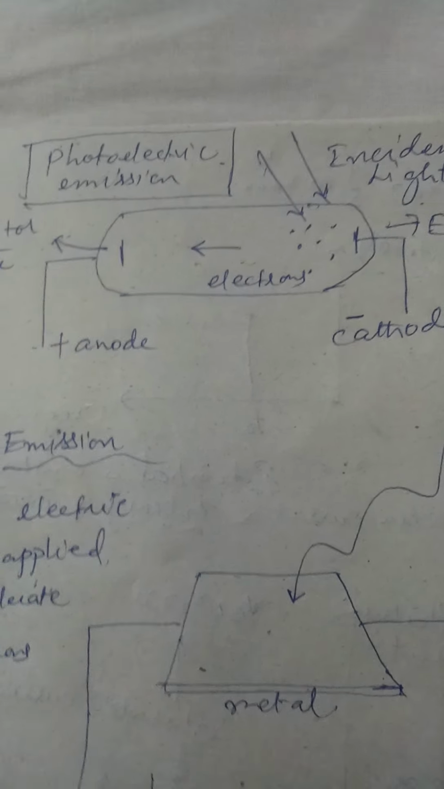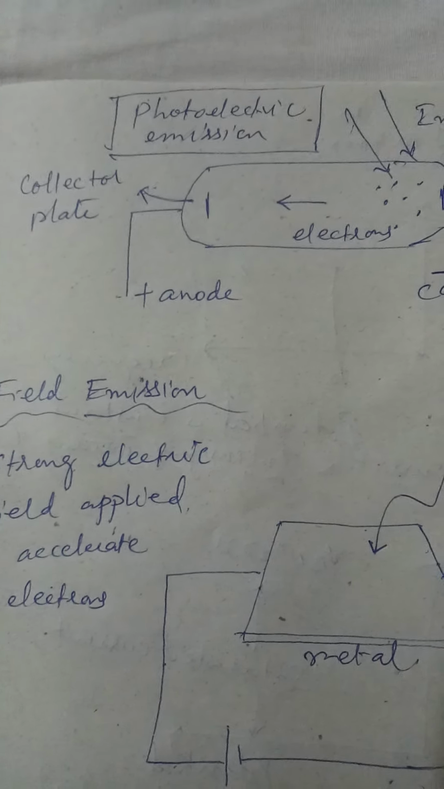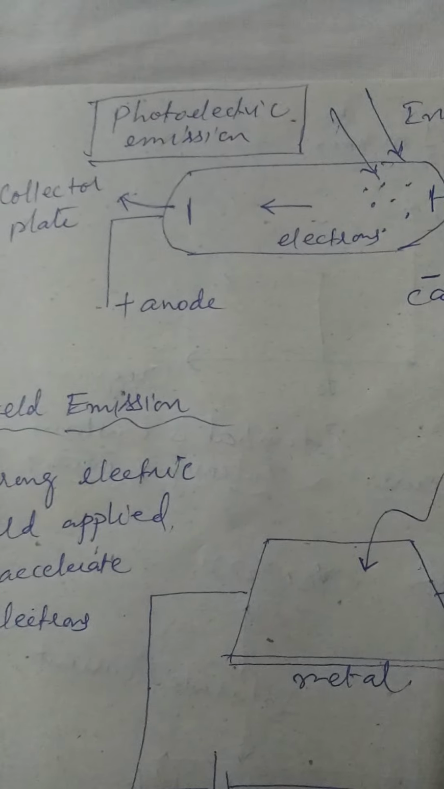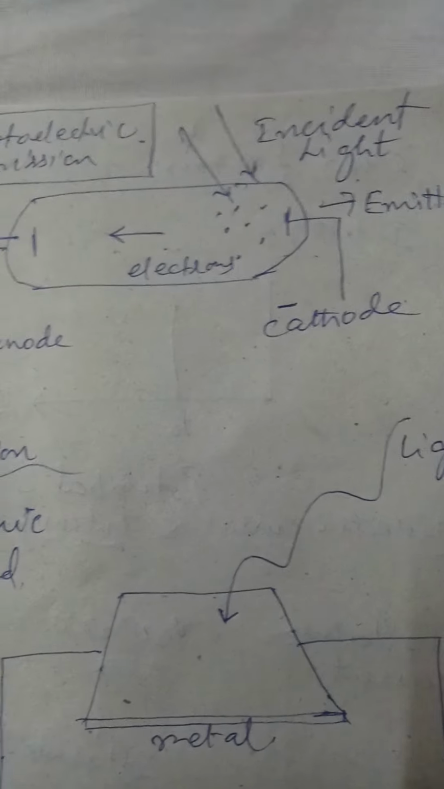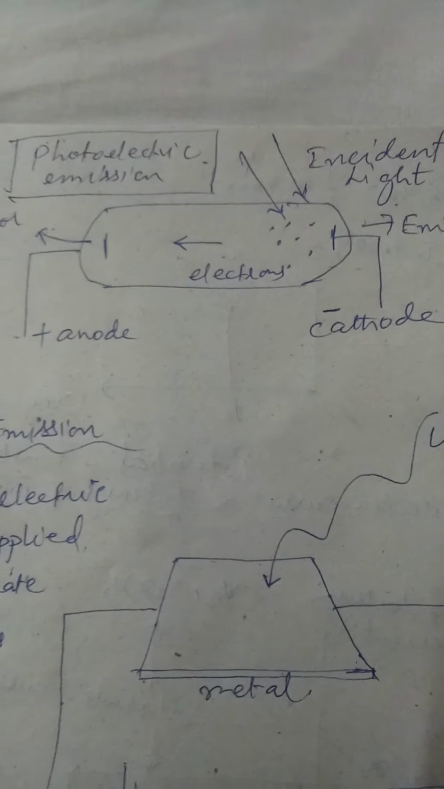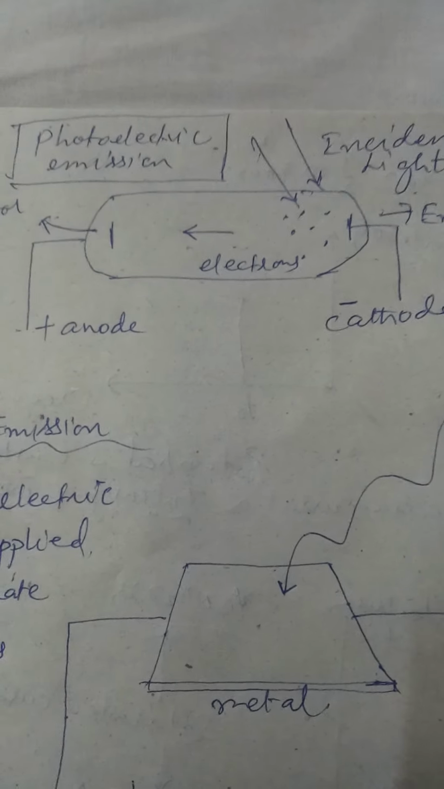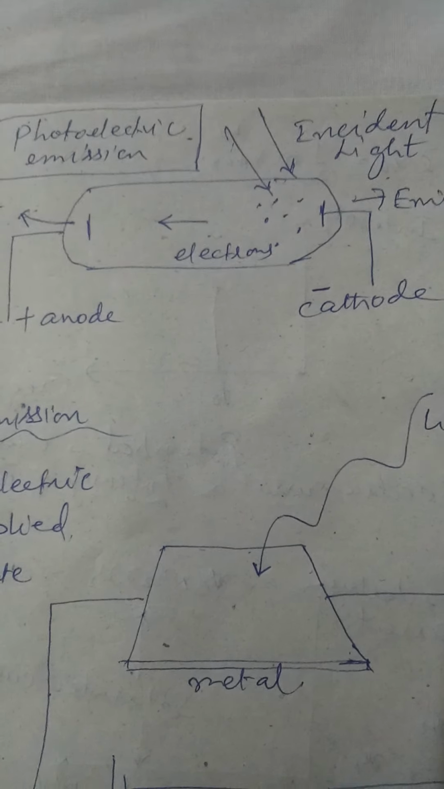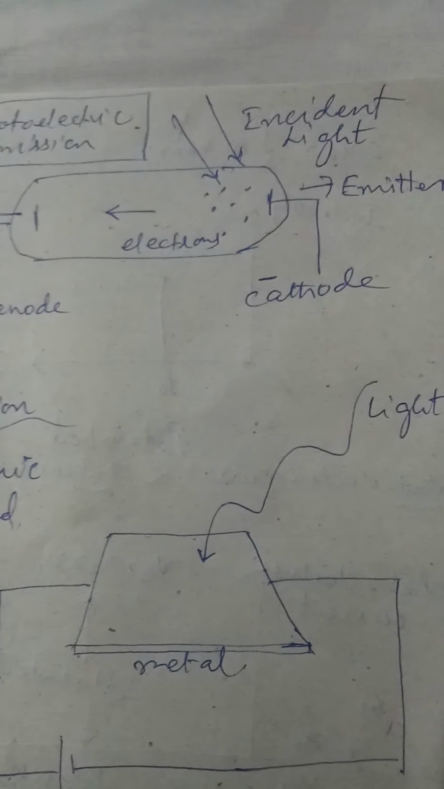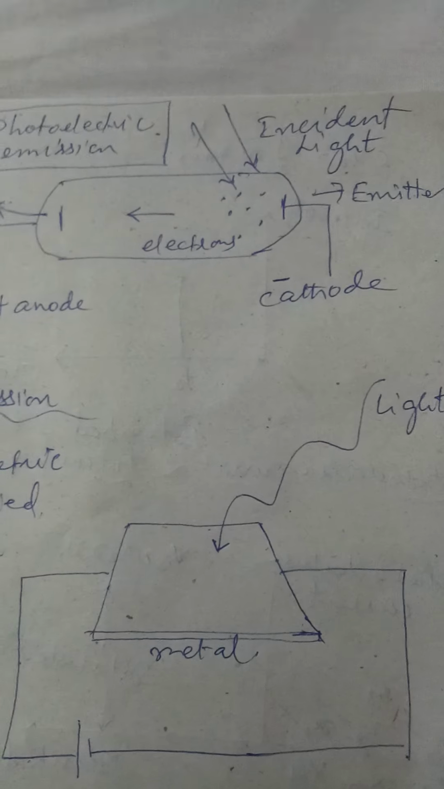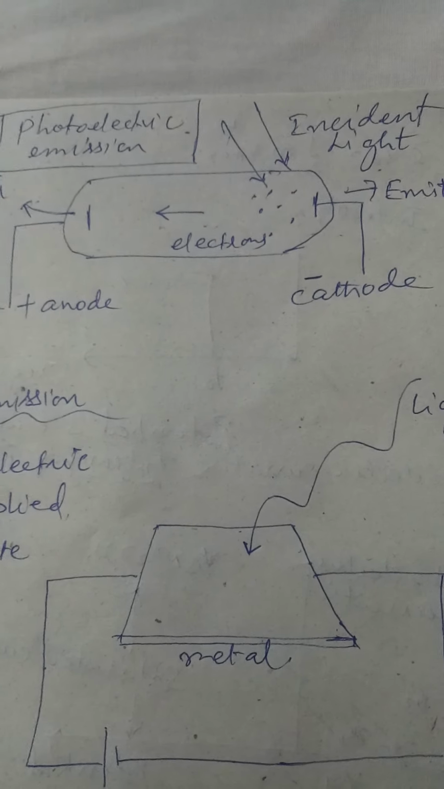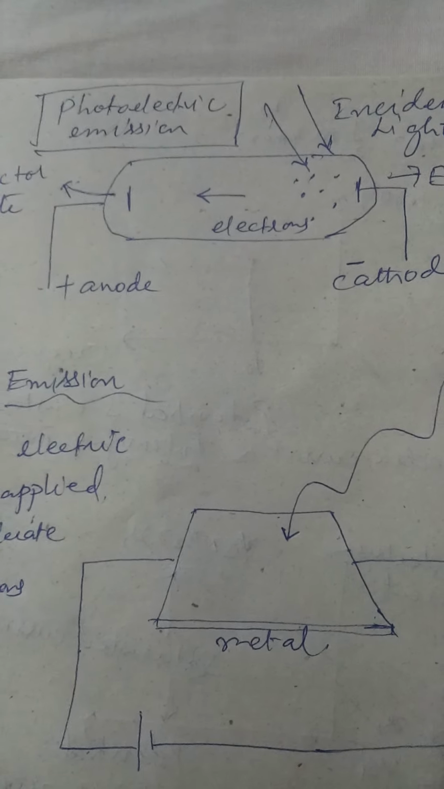You see, Einstein got the Nobel Prize for this type of emission only, the detection of this type of emission. Basically, look at this diagram. This is a charged conductor. Now there is an incident light which has been shown in the diagram. The negative side is called the cathode and the positive side is called the anode.